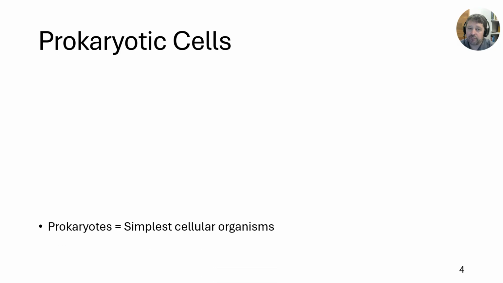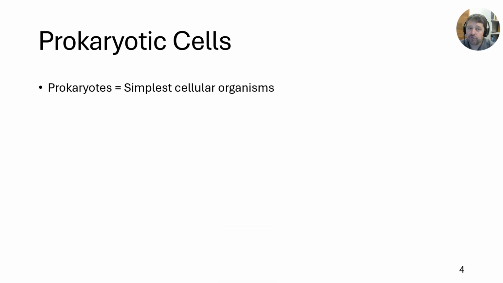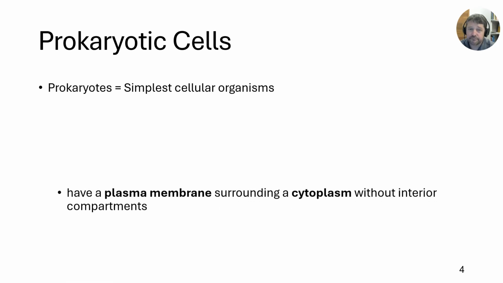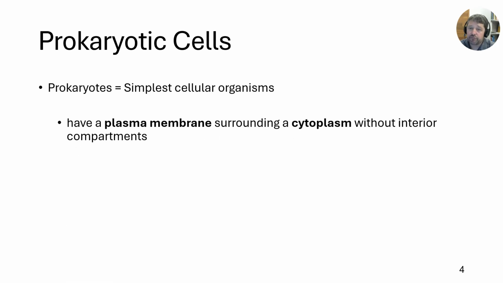All right, let's dive a little bit further into prokaryotes. What are we dealing with? They're the simplest cellular organisms. They're also the oldest. From an evolutionary perspective, they've been around for roughly 3.5 billion years, which is a very, very long time. They have two main components that we already talked about.